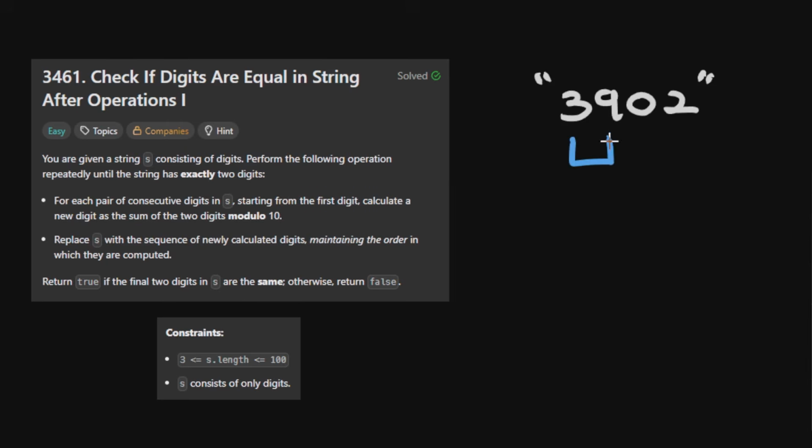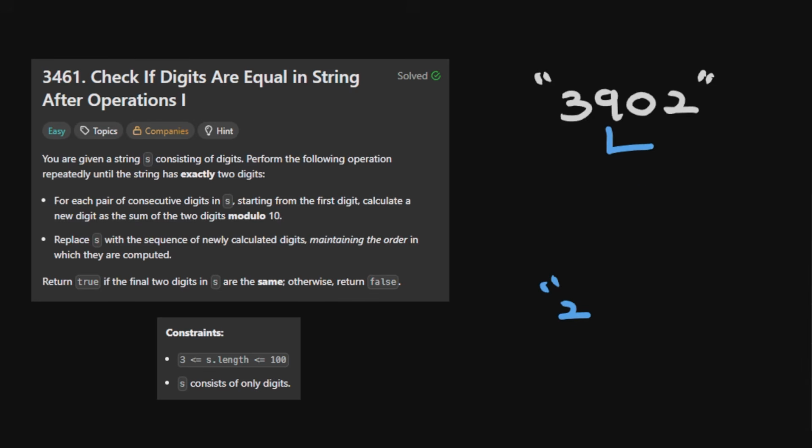We need to take adjacent elements, in this case 3 and 9, and add them, so we do 3 plus 9, and we need to do this modulo 10. Here 3 plus 9 is 12, modulo 10 is 2. So we are building a new string, and the first digit in this new string is number 2.